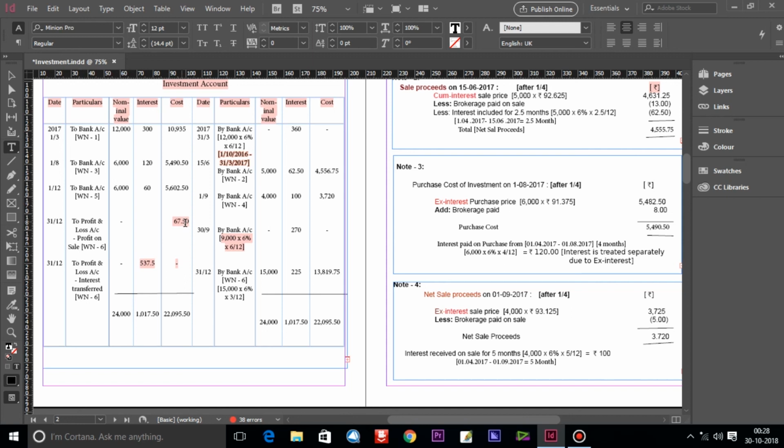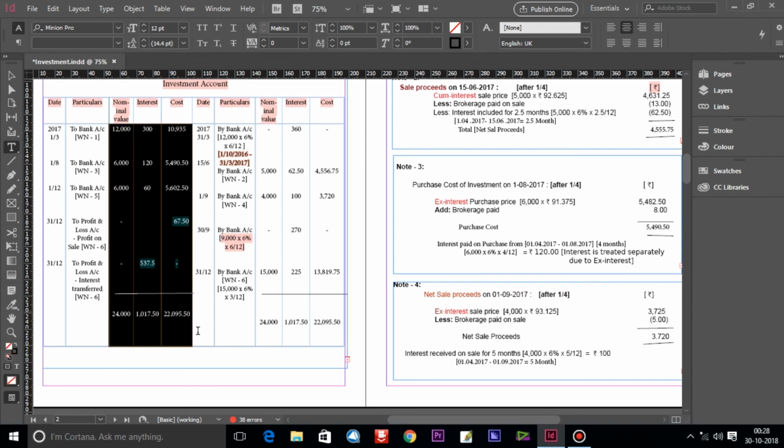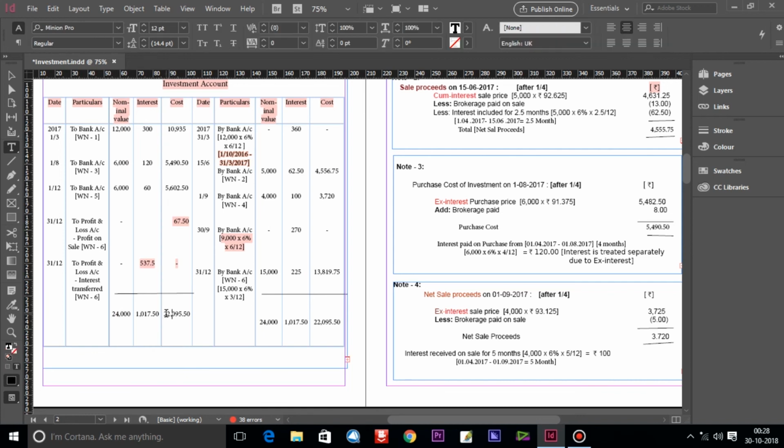We got this amount under cost, and this amount under interest, this amount under interest, but this amount was not there. Therefore, the balance amount, that is interest transferred, we got this amount 537.50. This amount is the balance amount, interest transferred 537.50.